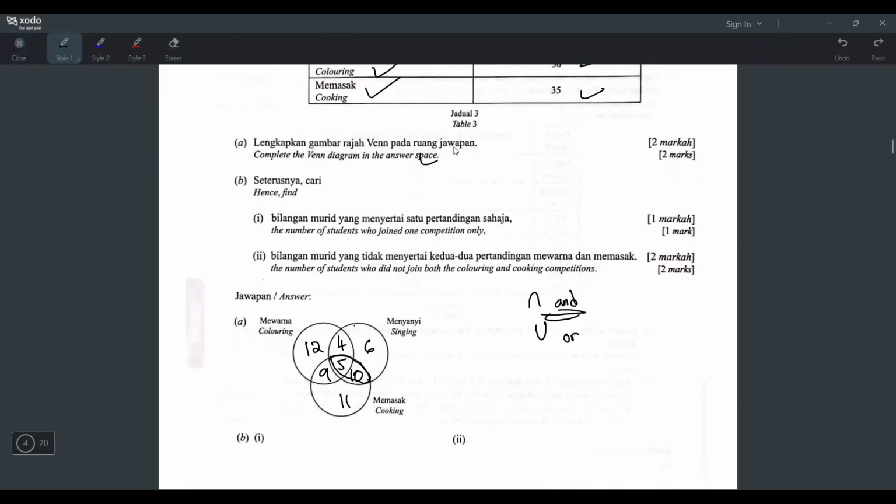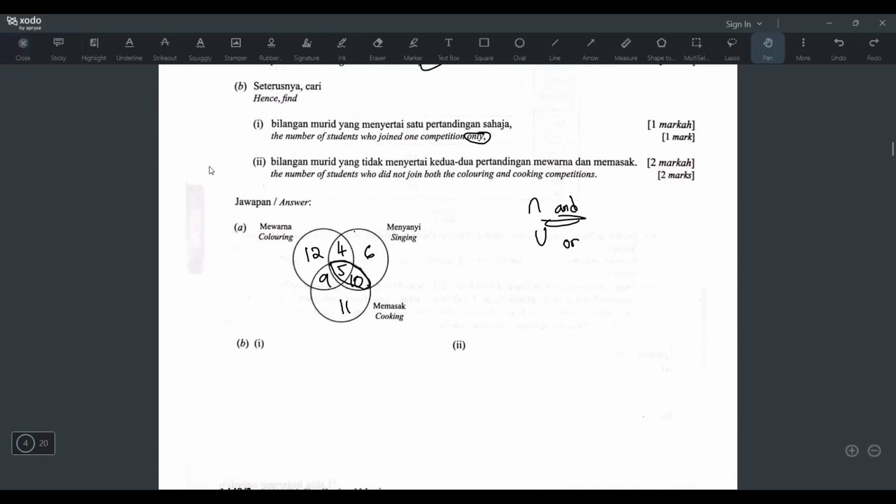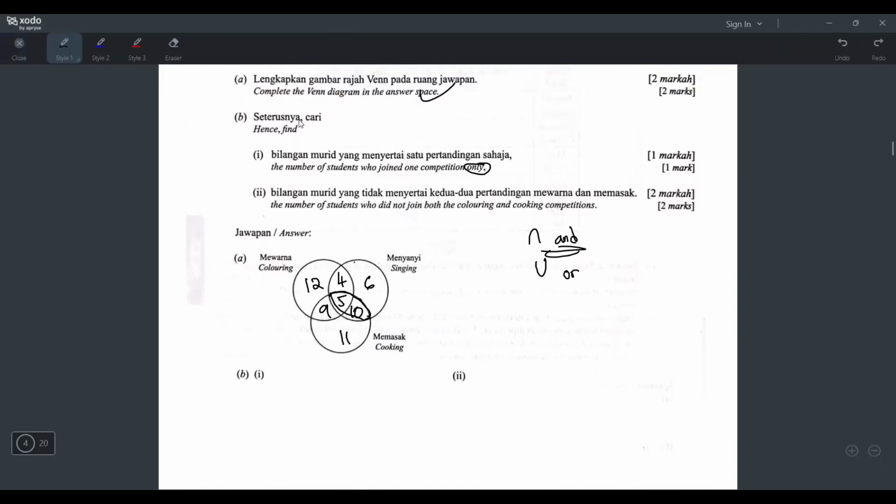Okay, so now let's do B. Hence find the number of students who join one competition only. So which region is the region for joining one competition only? So it's 12, 6 and 11 lah. Yeah. So the answer is 12 plus 6 plus 11. And the answer is 29.